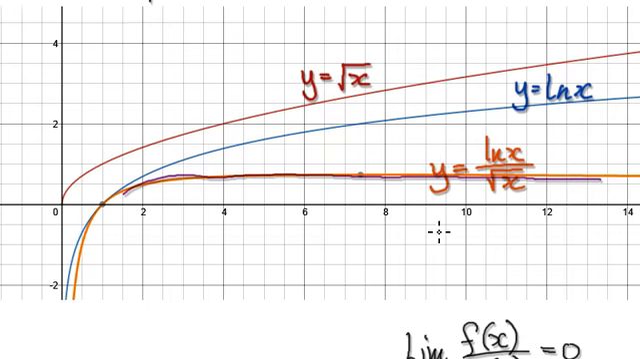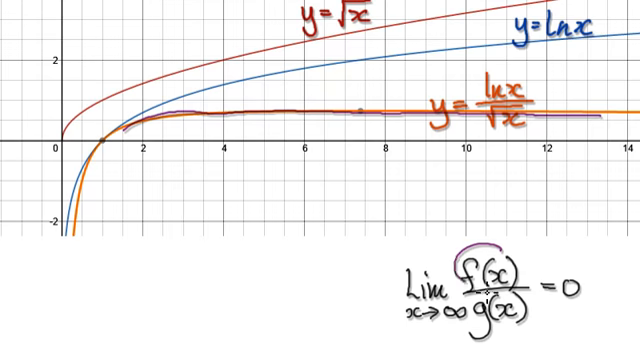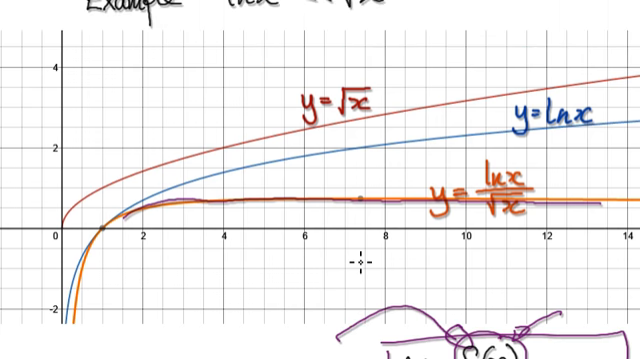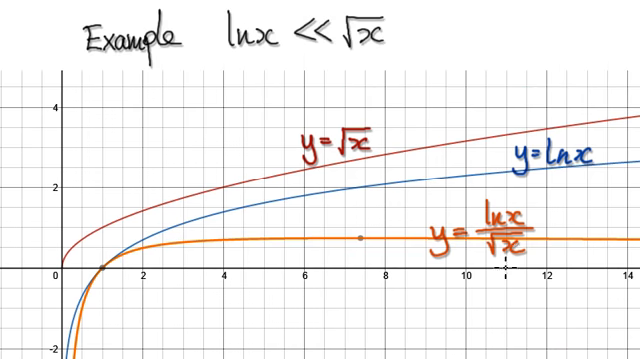Because it's heading towards zero, this thing is bigger than this thing. Because this is satisfied, we can say that this function is a lot bigger than this function as x tends to infinity. And we've seen this in the past. The square root of x is a lot bigger than the natural log of x as x tends towards infinity. We've seen this in the past.